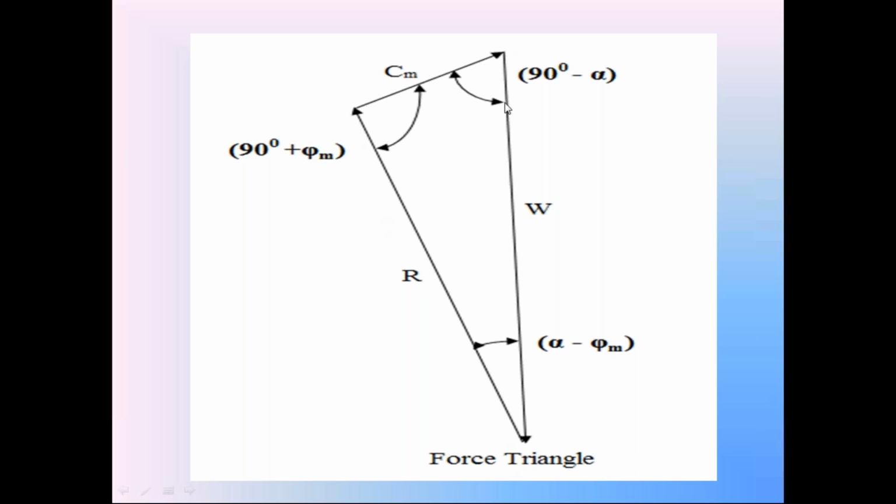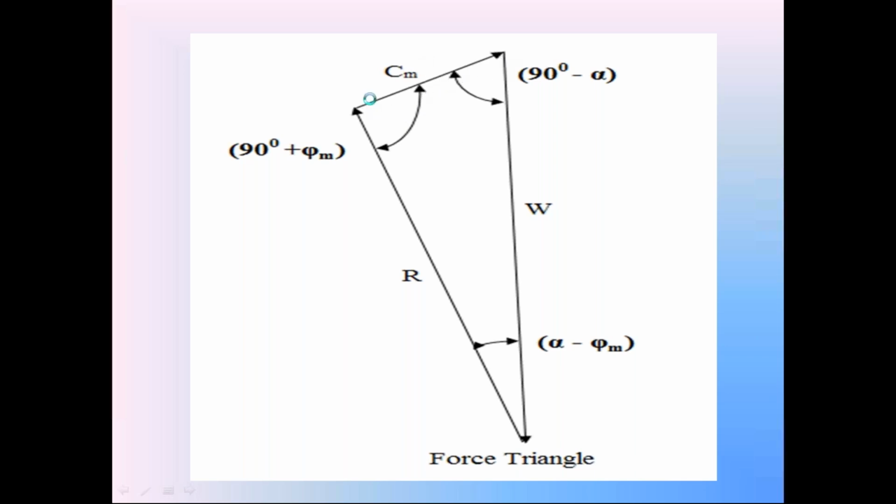One is the weight of the soil wedge. We know the magnitude of weight W, and you know the direction is downwards. From this point, please follow this procedure of preparing the force triangle. From this point, draw a straight line parallel to the direction of Cm. We don't know the magnitude of Cm. This magnitude is unknown, but we know that the direction of Cm is known.